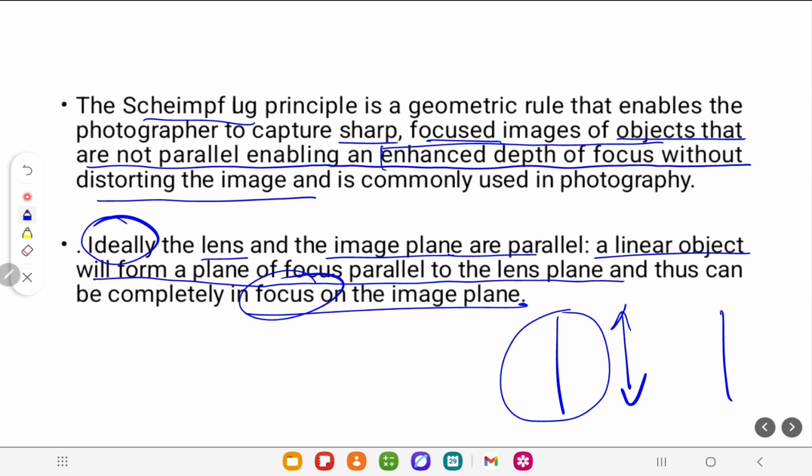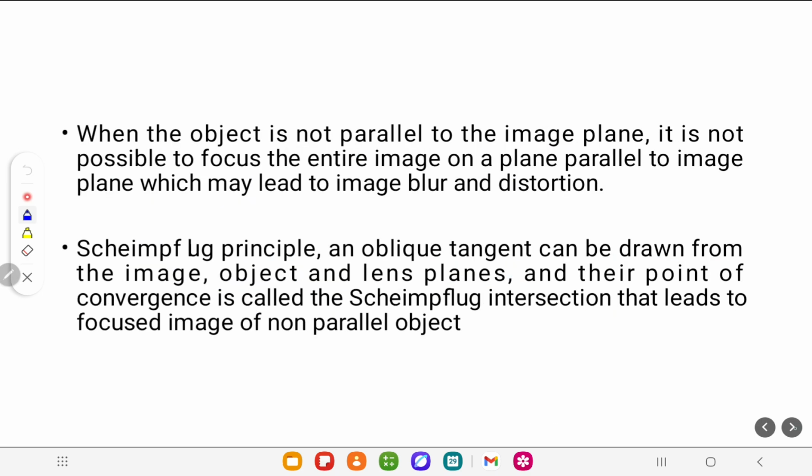So you have to understand why the Scheimpflug principle is generated. When an object is not parallel to the image plane, like the cornea, it is not possible to focus the entire image plane. So the entire image plane cannot be focused clearly. In that case, some part of the object is focused clearly, some part of the object is not focused clearly, which creates distortion, isn't it?